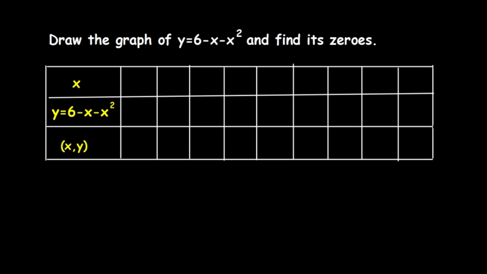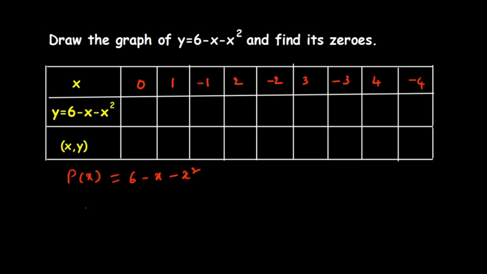First of all, the points I am going to take on x are 0, 1, minus 1, 2, minus 2, 3, minus 3 and 4, minus 4. These points I am going to check by substituting. I am going to find the value of the polynomial p of x equal to 6 minus x square.